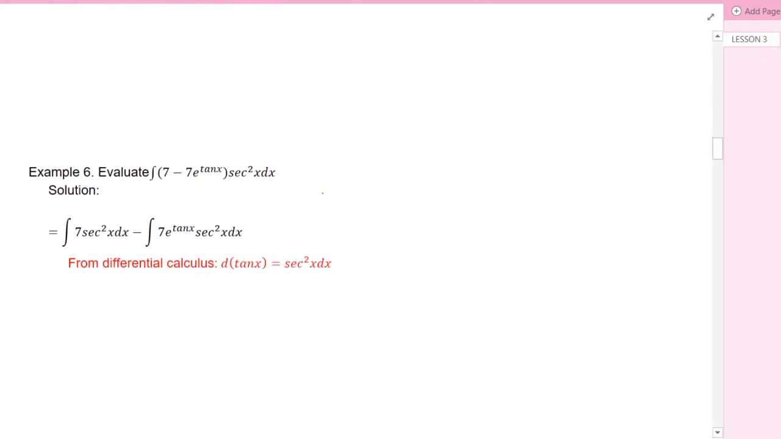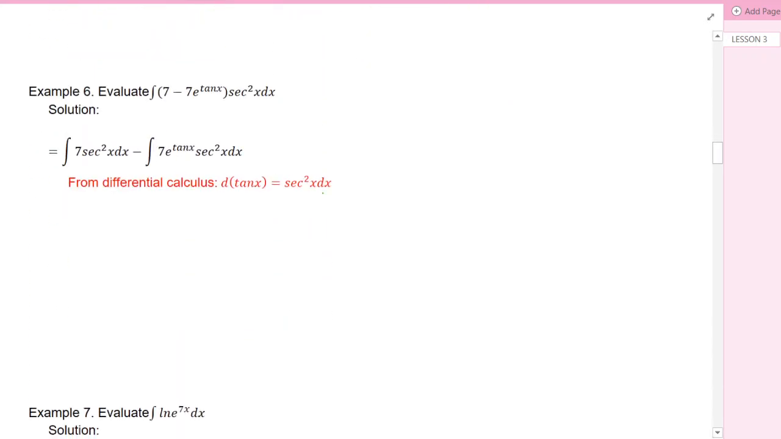Okay, next moving on to example number 6, let us have this one: the integral of 7 minus 7e raised to tan x multiplied by secant squared. Let us just distribute secant squared, that will become the integral of 7 secant squared x dx minus the integral of 7e raised to tan x secant squared x dx. From your differential equations class, your derivative of tangent x is already equal to this one. So this one, it's satisfied already, okay?